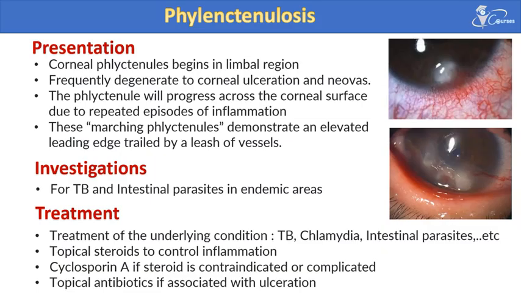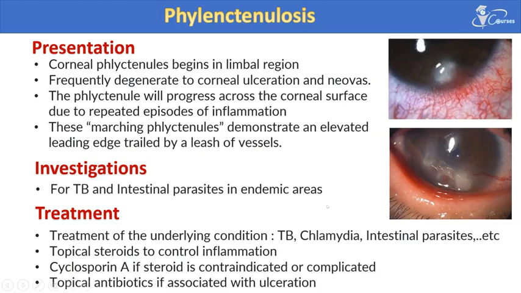And then treatment should address the underlying condition like tuberculosis, chlamydia, intestinal parasites. For the corneal or conjunctival inflammation, the treatment should be topical steroids to control inflammation. But sometimes those patients receive steroids for a long time and develop complications from steroids: high intraocular pressure or cataract. So we can shift to cyclosporin A. This will be very useful for those patients as an immunosuppressive, especially if the steroid is contraindicated or complicated. And the role of topical antibiotics is, if there is ulceration or epithelial breakdown, to guard against secondary infection. Okay, so this is the treatment for phlyctenulosis.